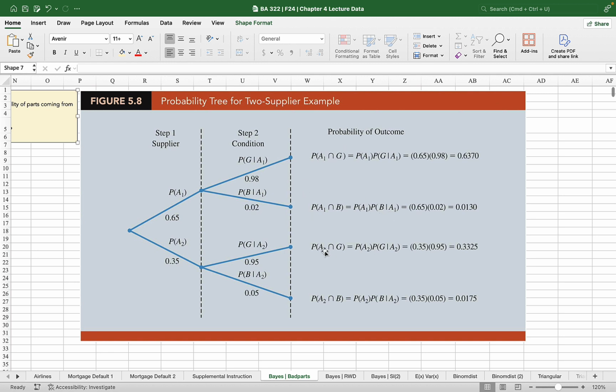We can take that and work through these next two cases. The piece that's important here is that if we're looking at bad parts, trying to figure out if we have a bad part, where did it come from? Well, 1.3% of our parts are bad and supplied by supplier 1, and 1.75% of our parts are bad and provided by supplier 2. To figure out the total fraction of our parts that are bad, we can just add these two together.